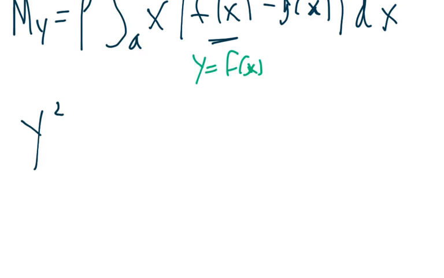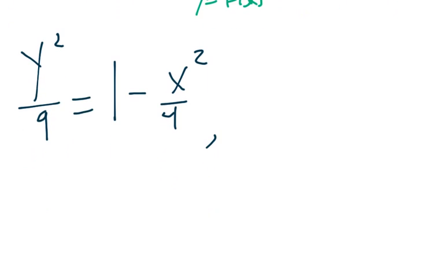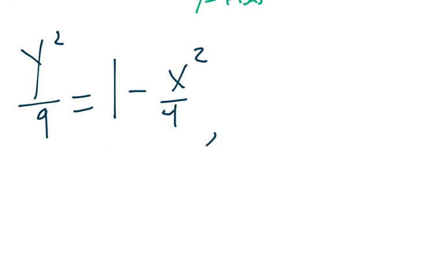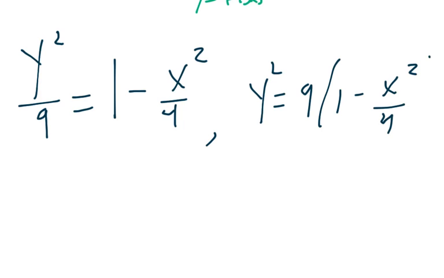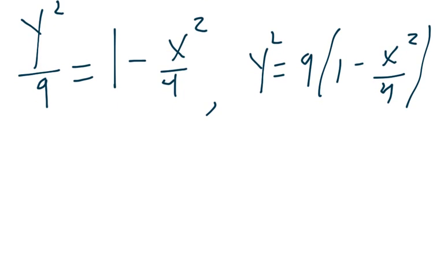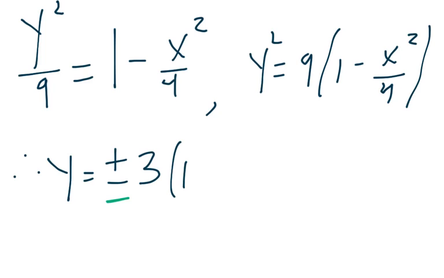Okay, we have that y squared over 9 is equal to 1 minus x squared over 4, or y squared is equal to 9 times 1 minus x squared over 4, also true. Therefore, y is equal to plus and minus, don't forget the plus or minus, 3 times 1 minus x squared over 4 to the 1/2.